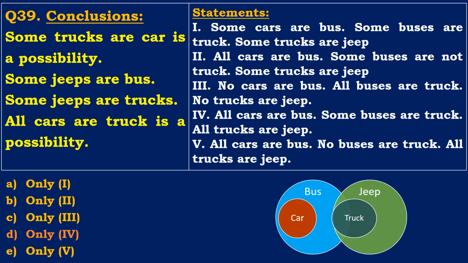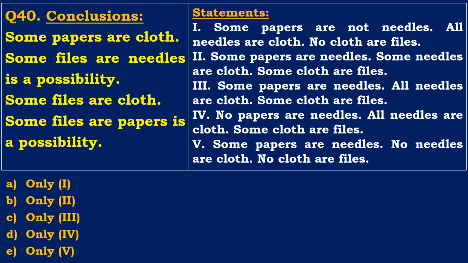Challenge 40. Conclusions. Some papers are cloth. Some files are needles is a possibility. Some files are cloth. Some files are papers is a possibility. Statements. 1. Some papers are not needles. All needles are cloth. No cloth are files. 2. Some papers are needles. Some needles are cloth.